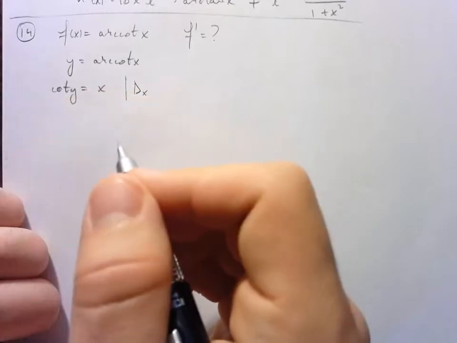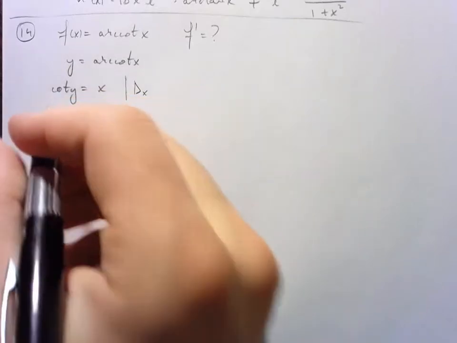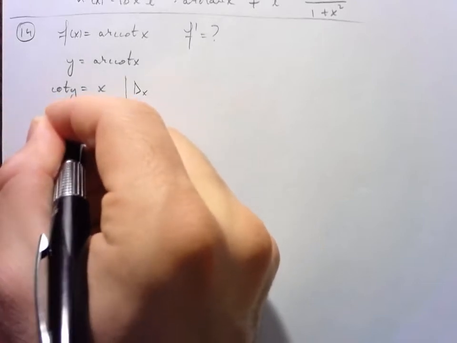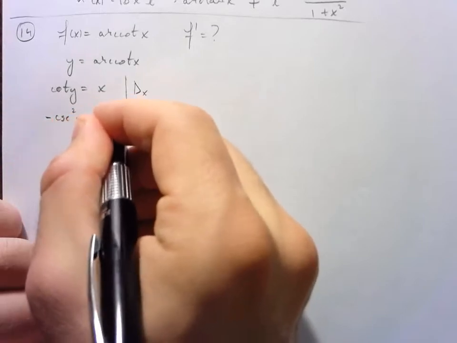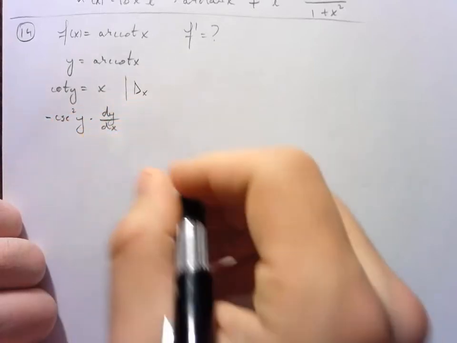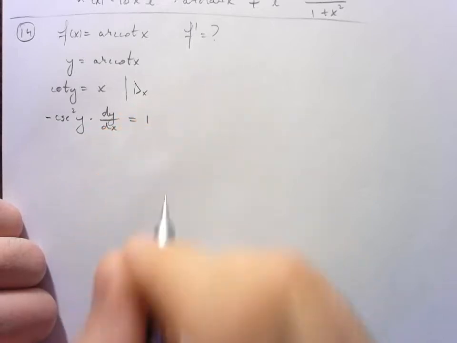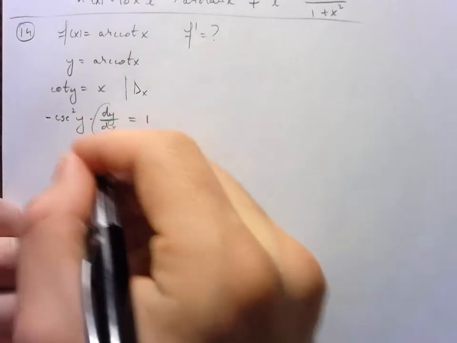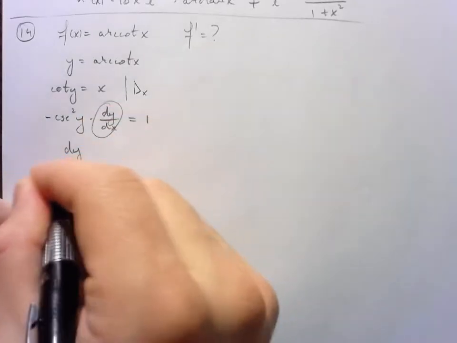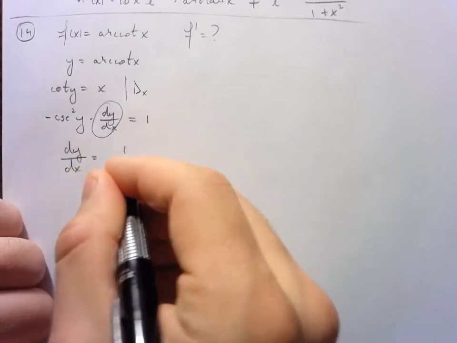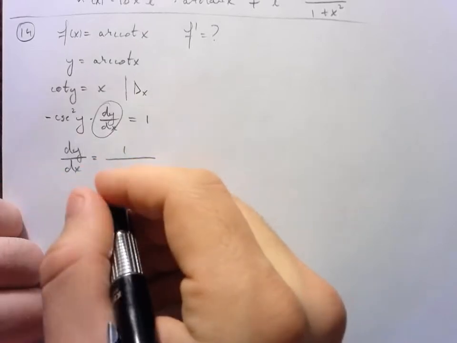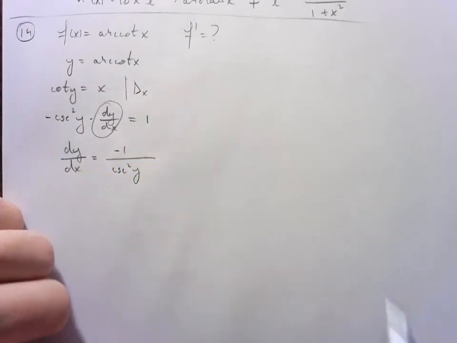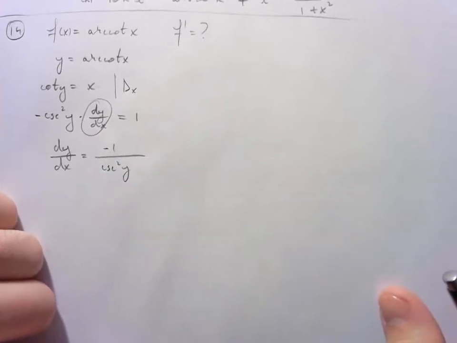So let's see what I end up with. The derivative of tangent is secant squared. The derivative of cotangent is negative cosecant squared of y times dy dx, right? That comes from chain rule. And that should equal just 1. Okay, excellent. So that means I can solve for dy dx. That's going to be 1 over negative 1 over cosecant squared of y. Okay, so far so good.